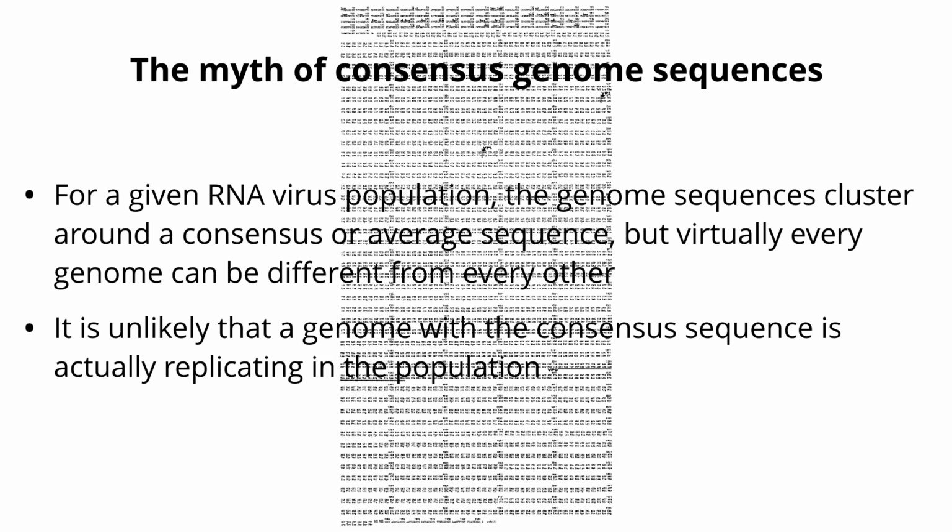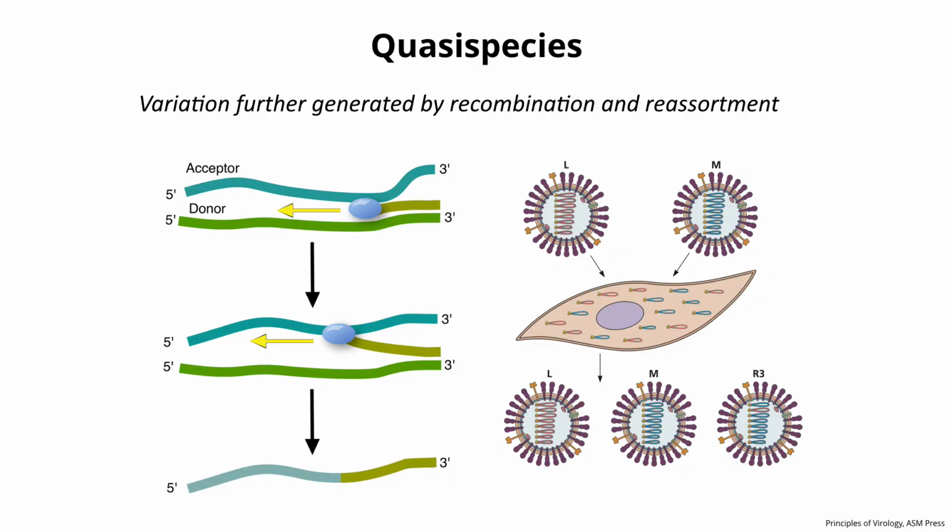Mutation generates a quasi-species. The mutation of the polymerases that we've talked about, DNA or RNA, that's the main maintainer of a quasi-species, but also there are two other important factors, recombination and reassortment.